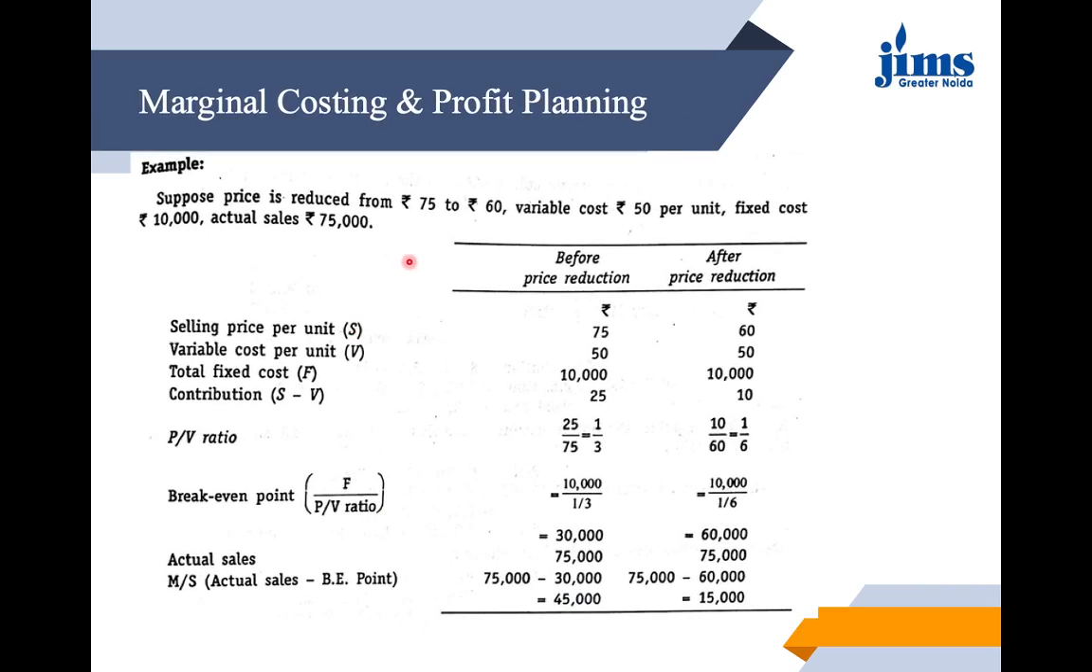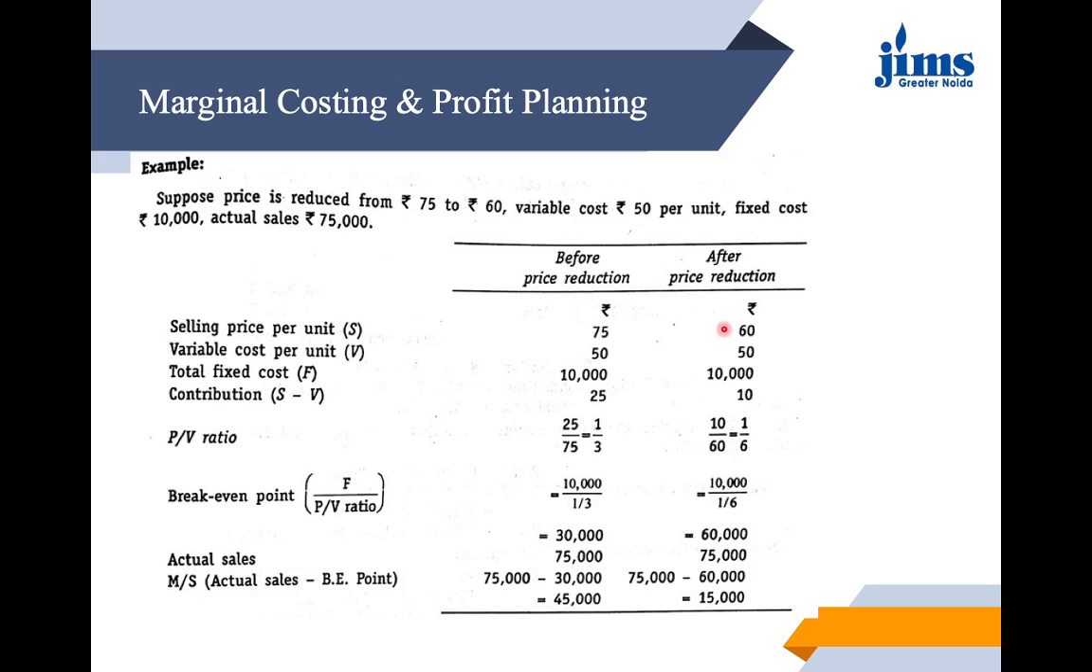Let us understand the concept through an example. Suppose the price is reduced from 75 to 60. Variable cost is given as rupees 50 per unit. Fixed cost is rupees 10,000. Actual sales is rupees 75,000. These are the prices before reduction and prices after reduction. Let us compare and see.